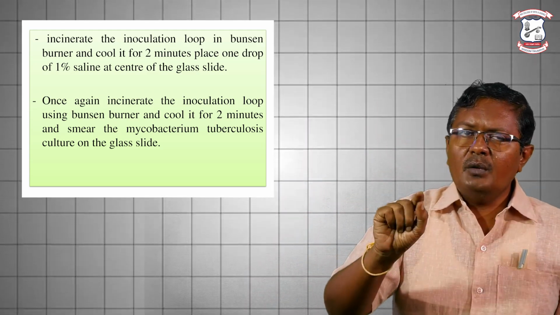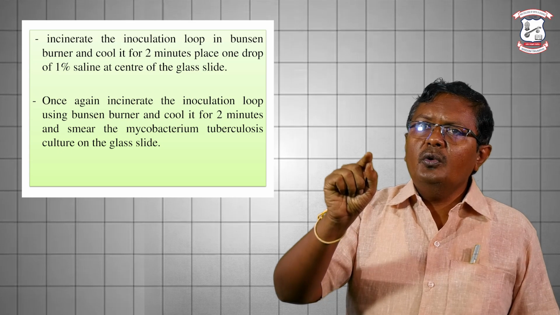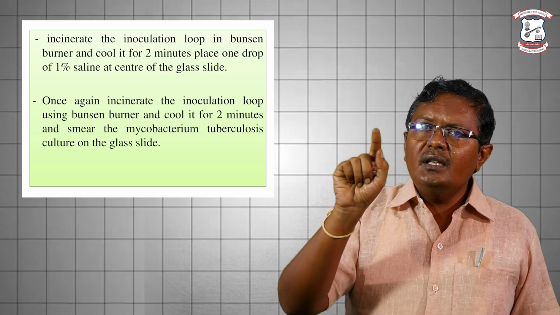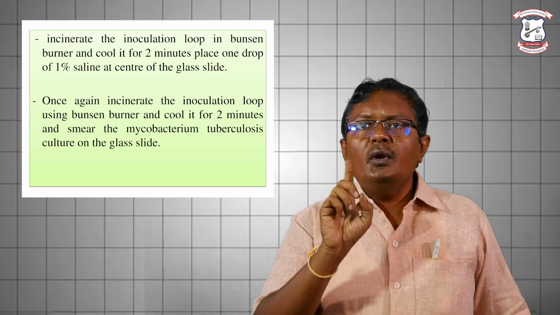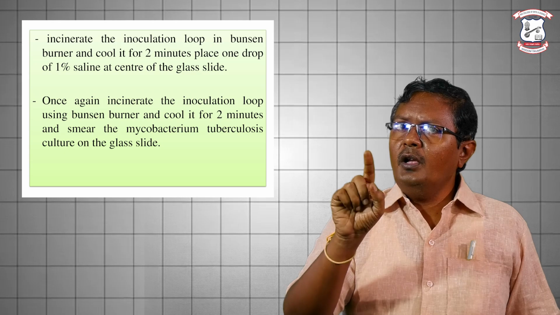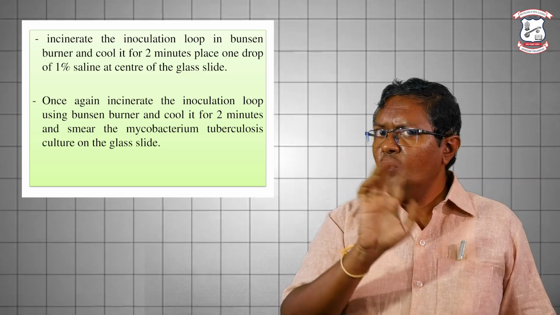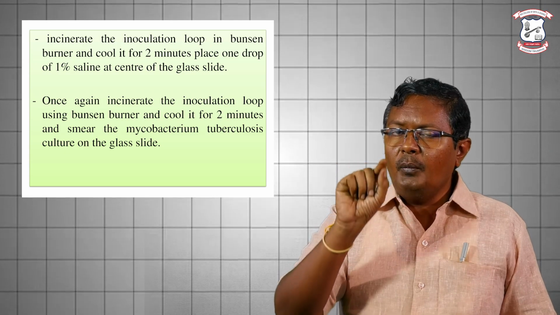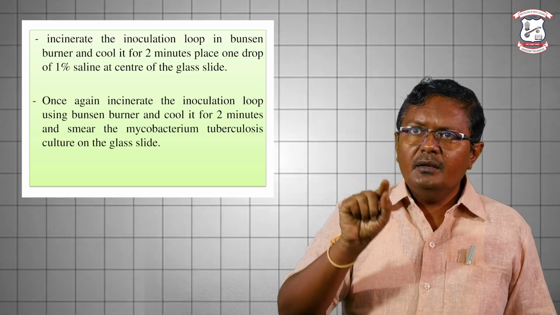So after adding 1 drop of saline, you have to heat and cool the loop again for 2 minutes, then pick up the culture. Only then will you get an even and beautiful smear. If you smear without the saline, you won't get a proper culture. So first add 1 drop of saline, and above the saline, smear the culture.